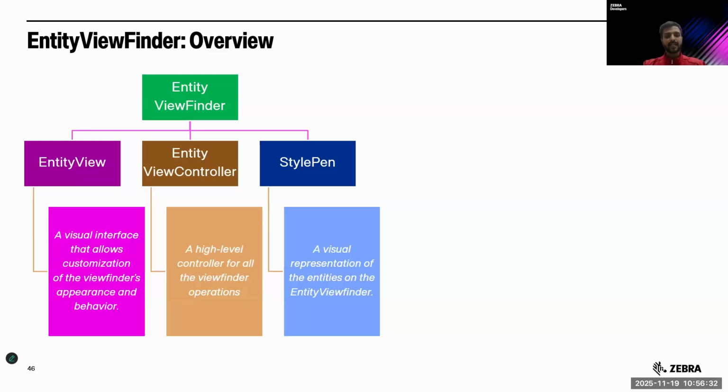The next is the Style Pane interface. Basically, it is a visual representation of entities on the viewfinder. Using this interface, the user can style the entities before posting them on the viewfinder.